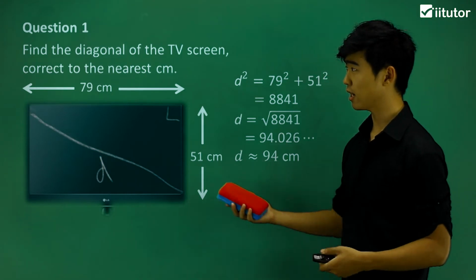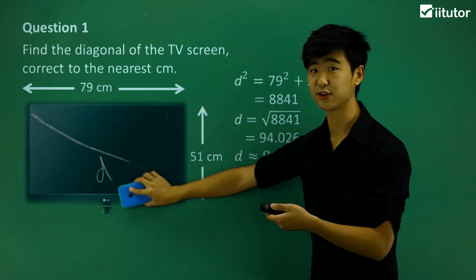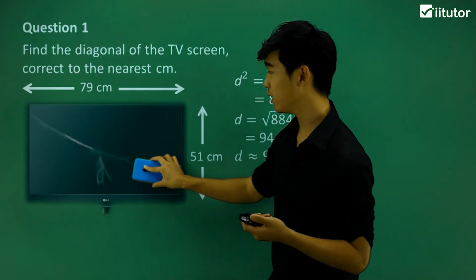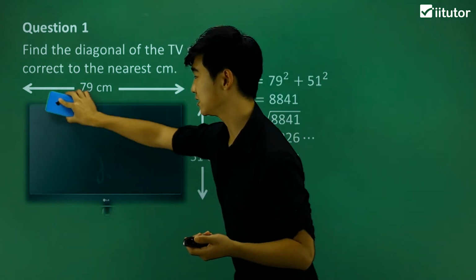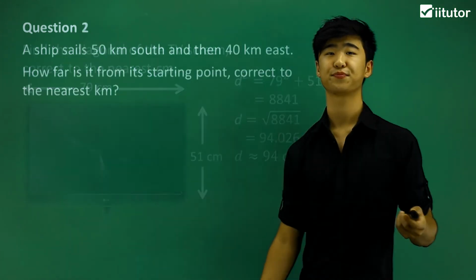So when we apply Pythagoras theorem to real applications, in this case like TV screens, it's very important to note where my right angle is, and where my diagonal is, or where the hypotenuse is. So we need to understand how to draw these points in so that we can apply my Pythagoras theorem.